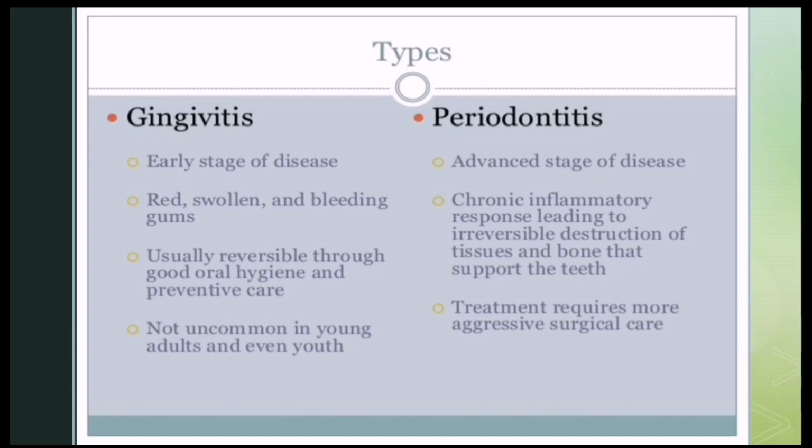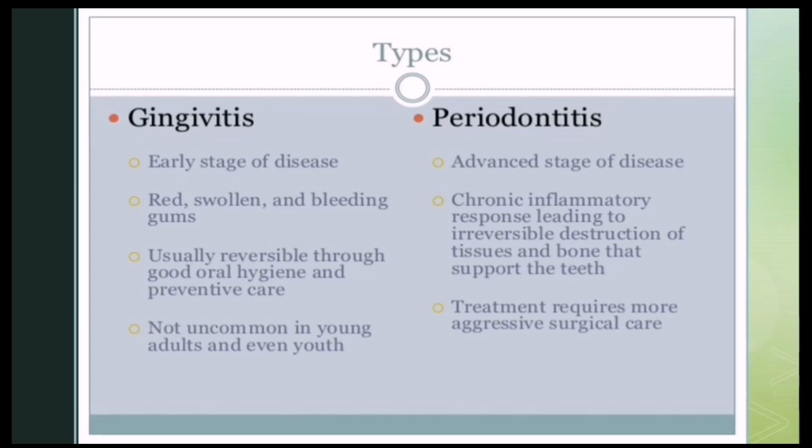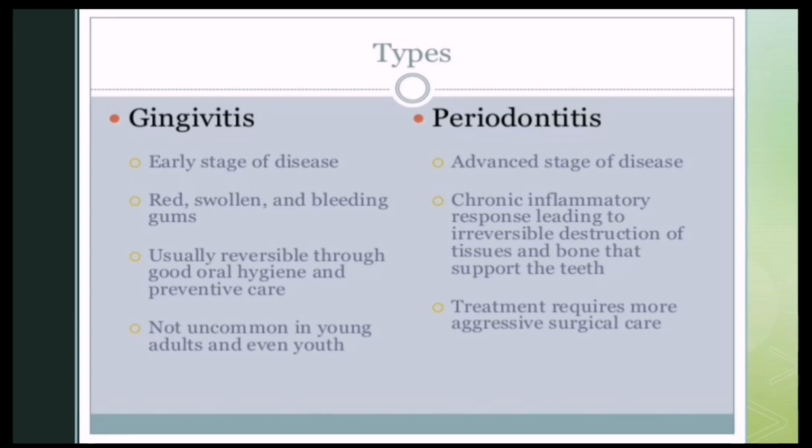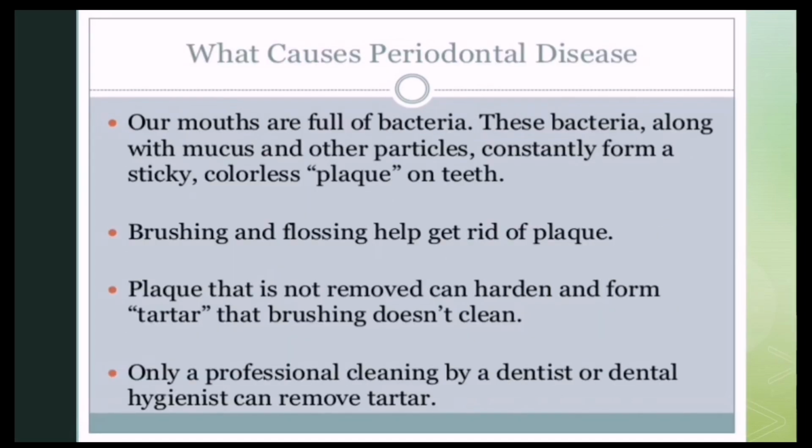Types. We have gingivitis and periodontitis. Gingivitis is the early stage of the disease, in which red, swollen and bleeding gums occur. It is usually reversible through good oral hygiene and preventive care, and is not uncommon in young adults and even youth. Periodontitis is the advanced stage of the disease, a chronic inflammatory response leading to irreversible destruction of the tissue and bone that support the teeth. Treatment requires more aggressive surgical care.